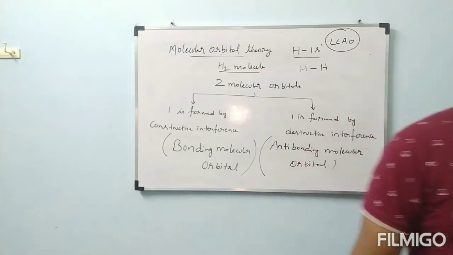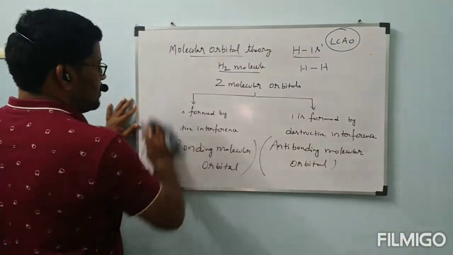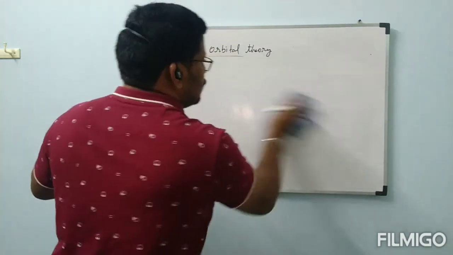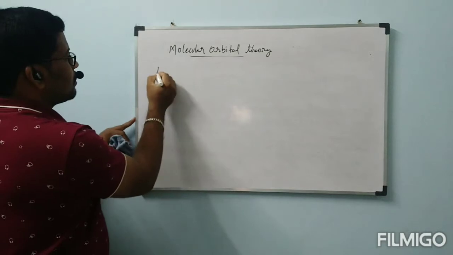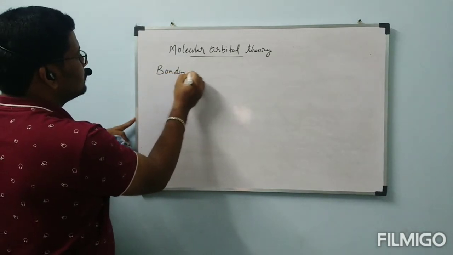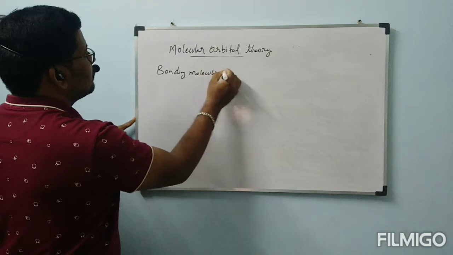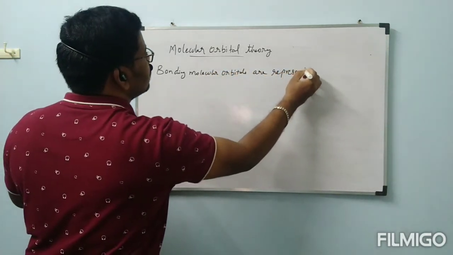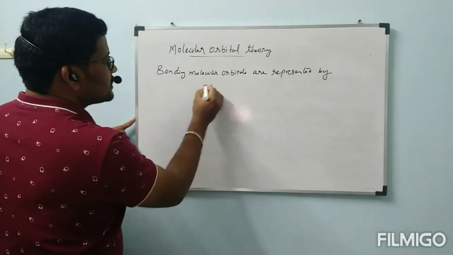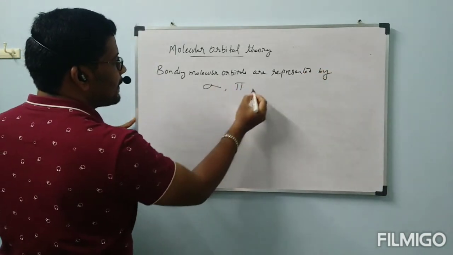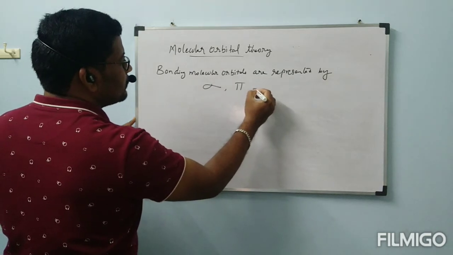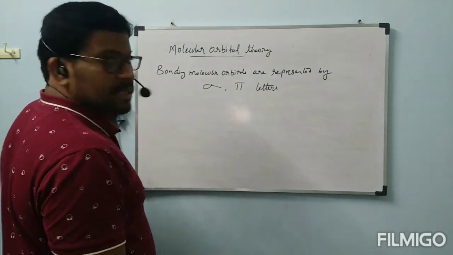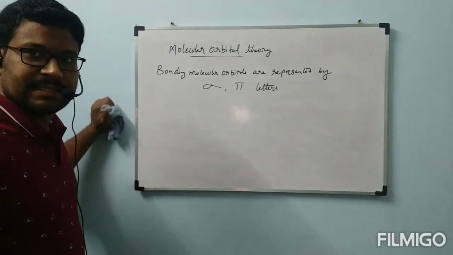Okay, next. Bonding molecular orbitals are represented by sigma, pi letters.